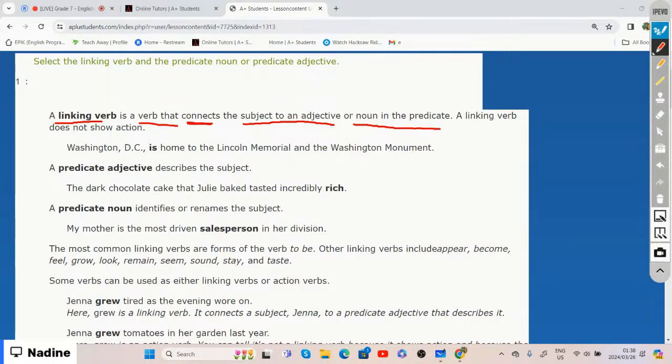And a linking verb does not show action. Remember, we said a predicate does not show completed action. It's either missing a noun or it's missing a verb, right? So in this case, they're saying a linking verb does not show action. For example, Washington, D.C. is home to the Lincoln Memorial and the Washington Monument, right?